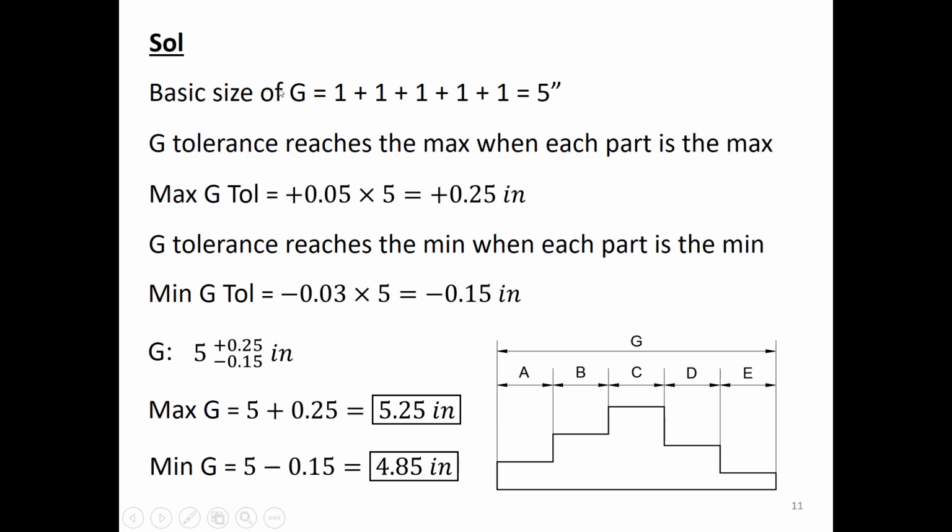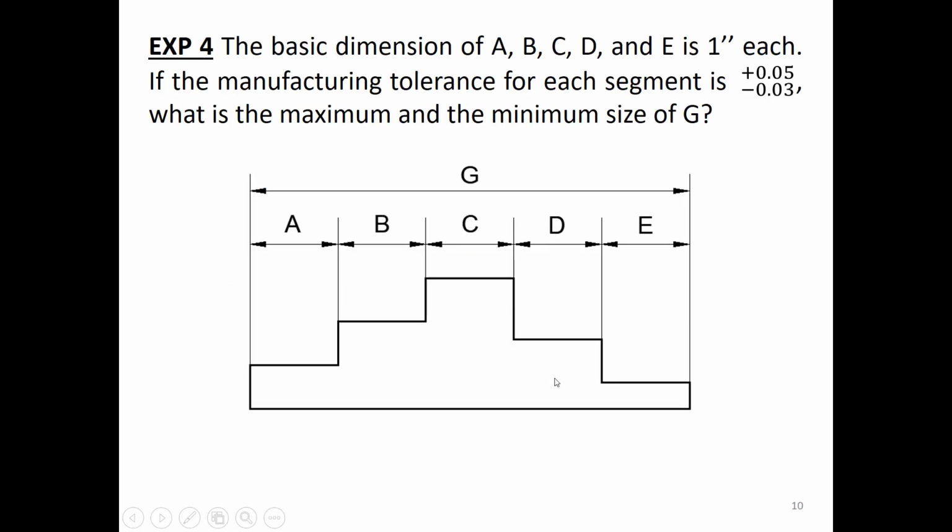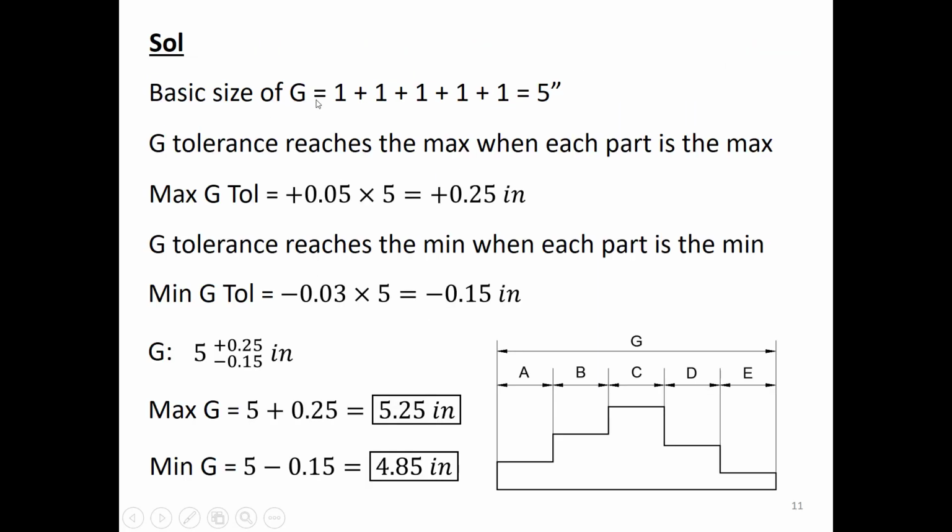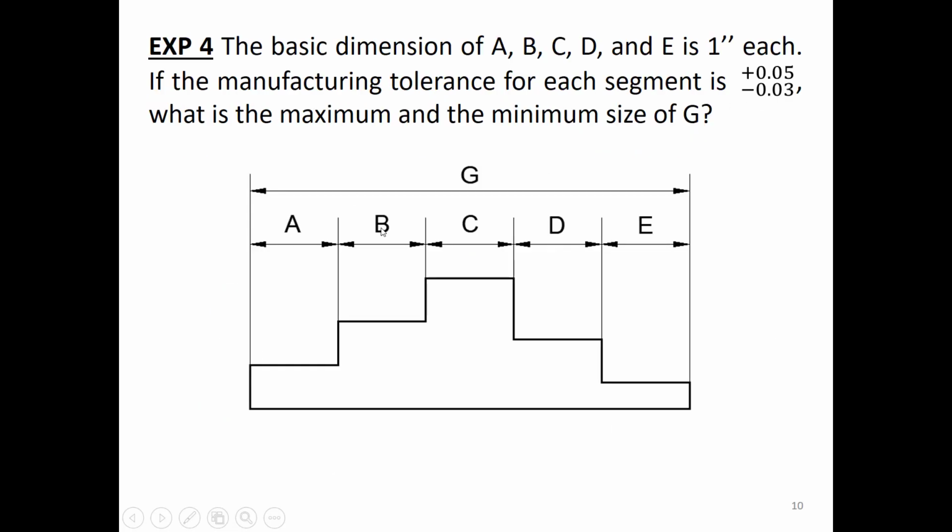So first of all, we are going to calculate the basic size of G. Like we said, the basic dimension is 1 inch each. So the basic dimension of G is going to be 1 plus 1 plus 1 plus 1 plus 1. It's 5 inch. And now we're going to take a look at the tolerance. Once again, the tolerance of each part is from minus 0.03 to positive 0.05.